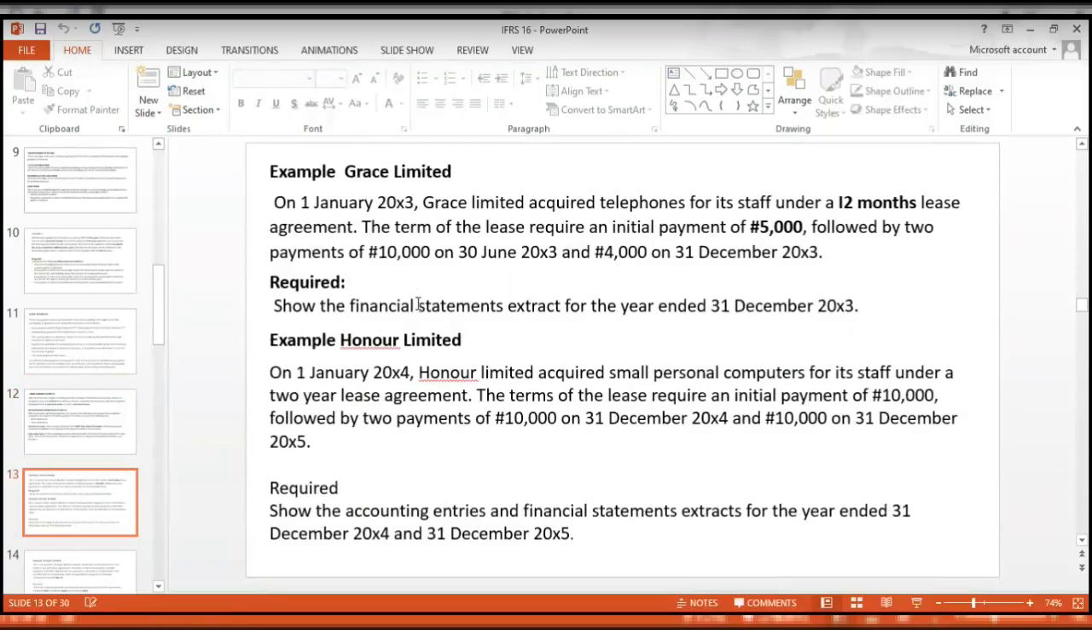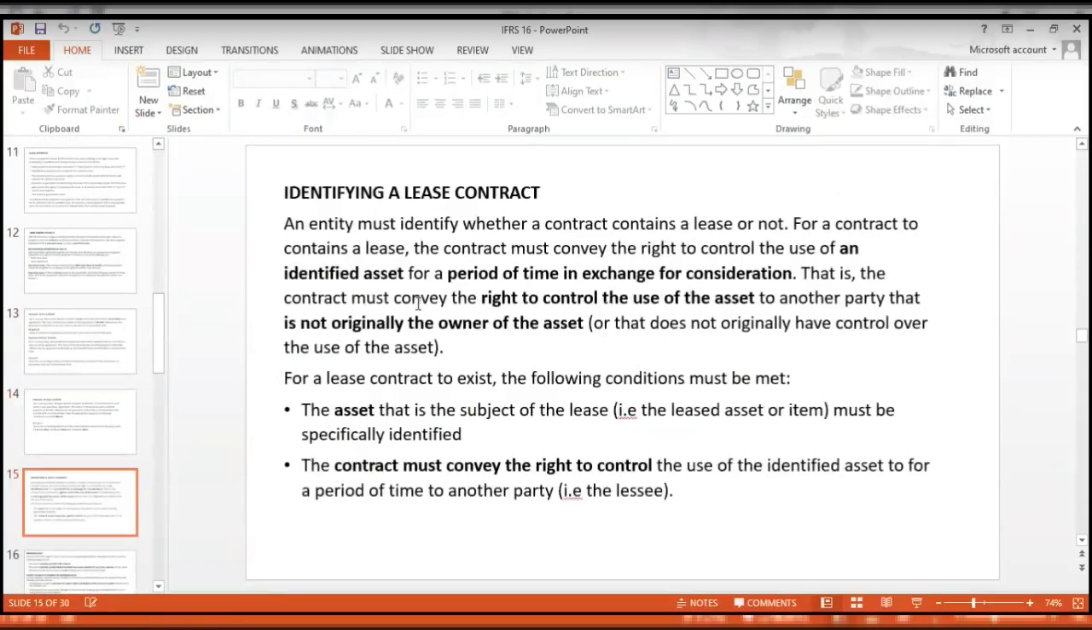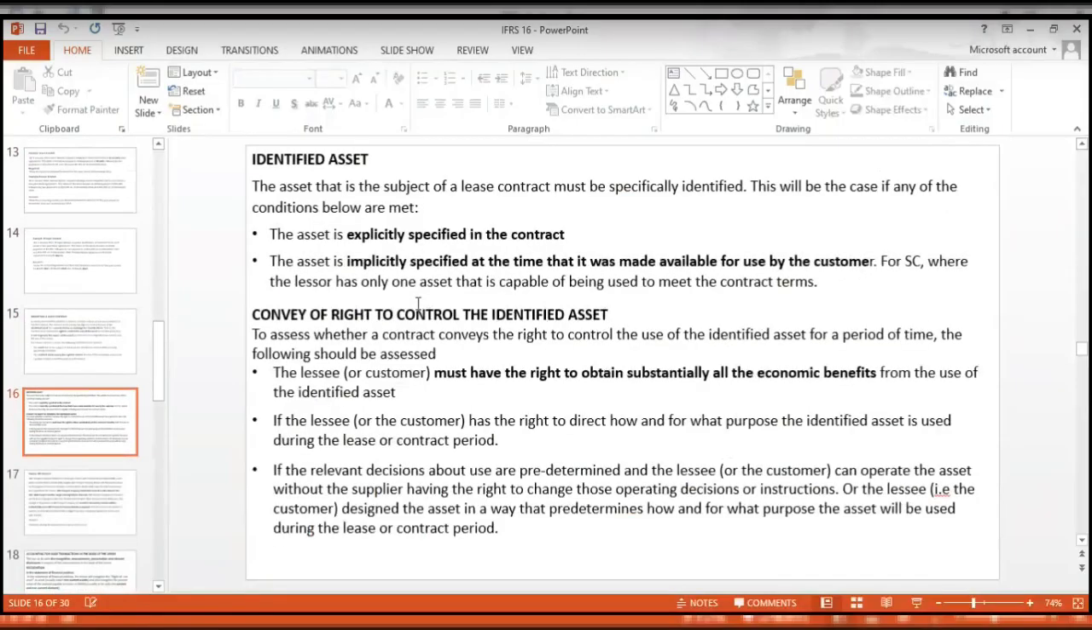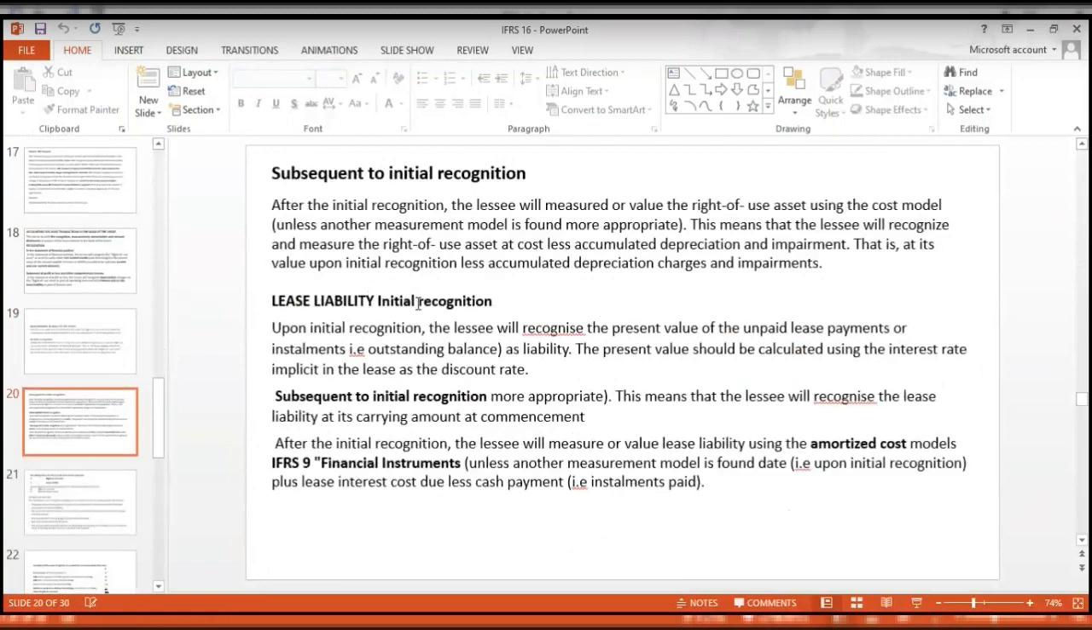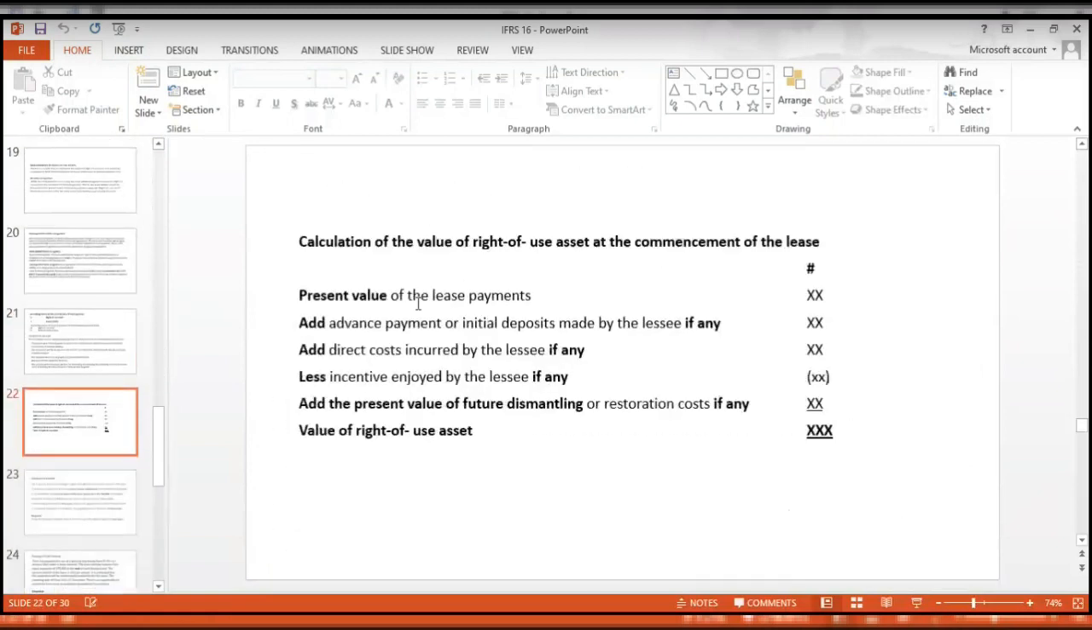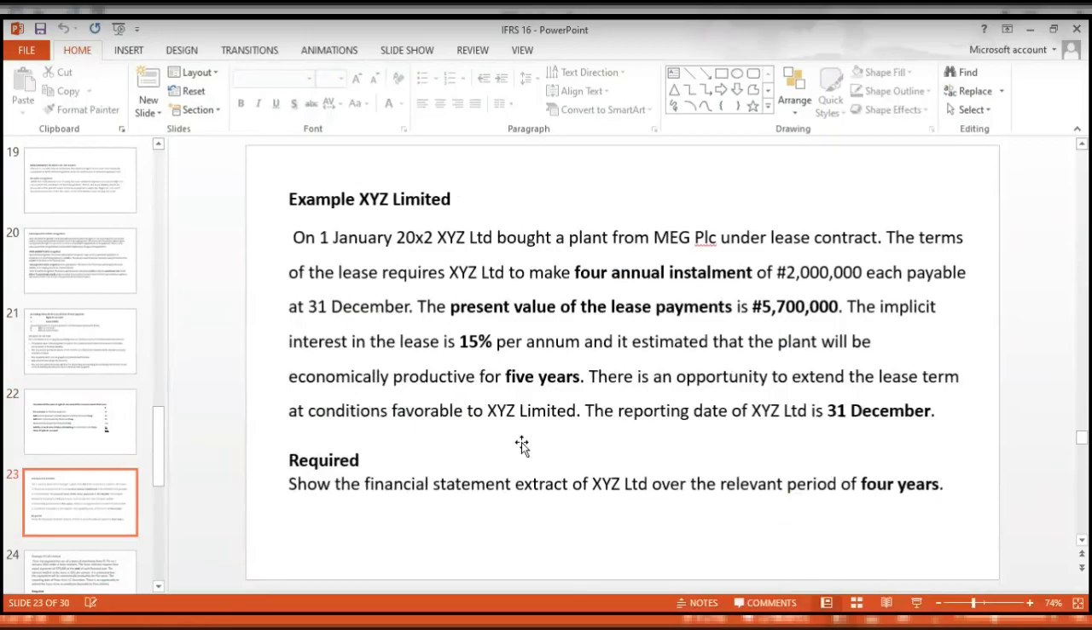And we moved on to choose an example of a long-term lease, because that is where we stopped yesterday. This is how right of use asset is computed when we try to compute it, and we also took an example. It was on this example yesterday that we stopped, and this example we were working on.